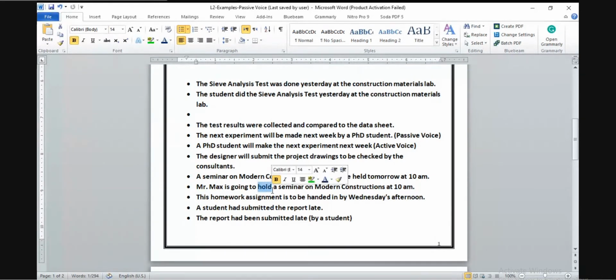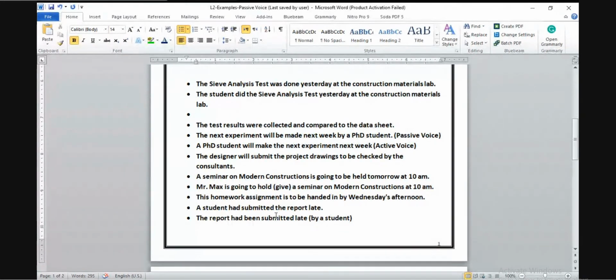By the way, for those who don't know what hold means, يمسك. hold هنا يعقد. يبيها هواي كلمات معانا. And by the way, you can write the correct meaning of this verb, the synonym, give. Going to give a seminar on modern constructions at 10 a.m. I have a small note.